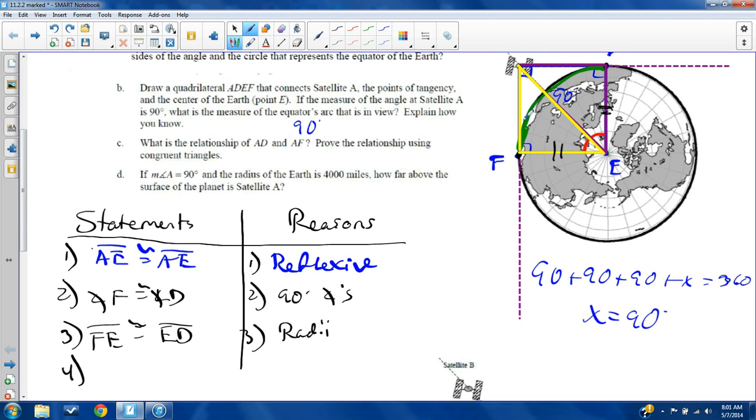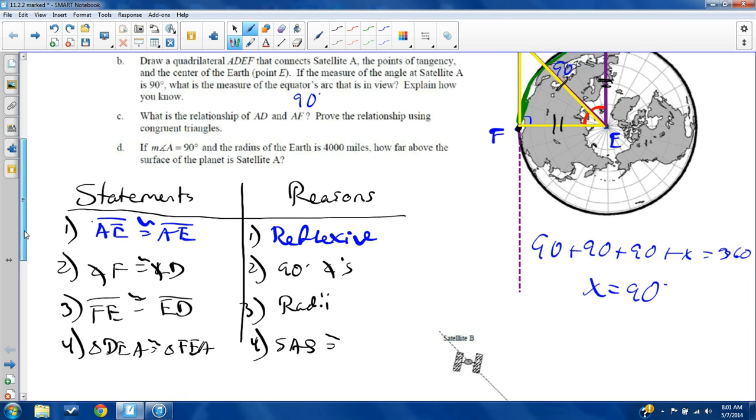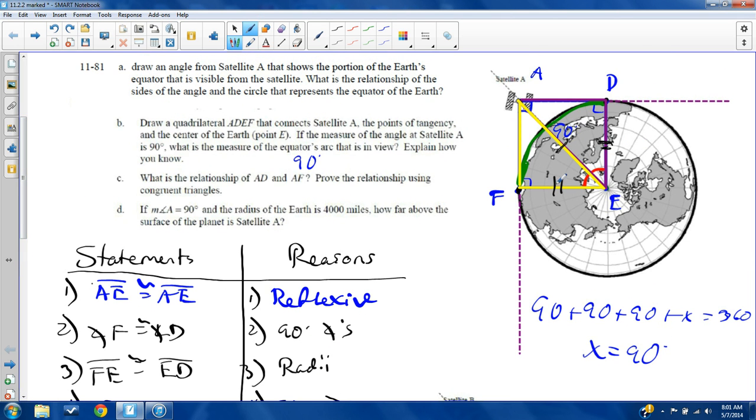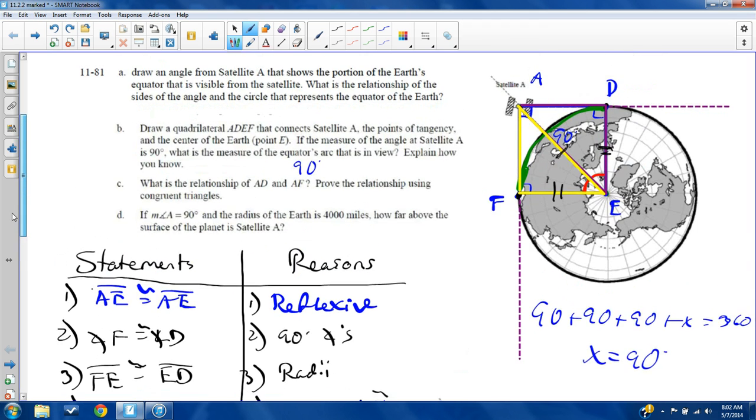Let's mark, what else did we say? This was congruent to itself. So triangle DEA is congruent to triangle FEA by side, angle, side congruency conjecture. That's side. Oh, I'm sorry. I didn't even need, this isn't side, angle, side. It's HL. HL congruency conjecture. There we go. There's me being my bad self right there.